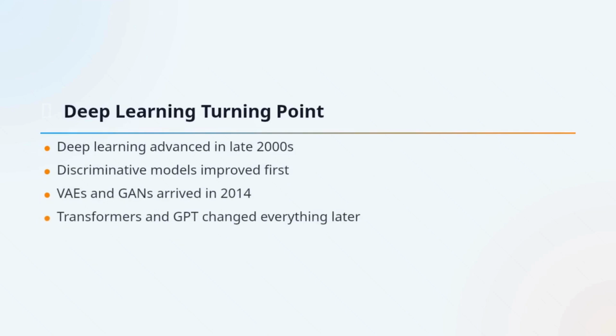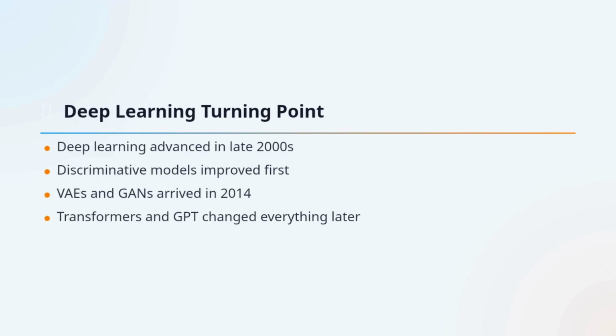A major turning point came with deep learning in the late 2000s and early 2010s. At first, discriminative models were easier to train, so they dominated tasks like image classification and speech recognition. Then in 2014, variational autoencoders and generative adversarial networks made deep generative modeling much more effective, especially for images.